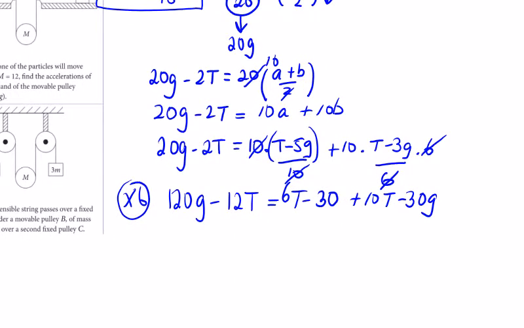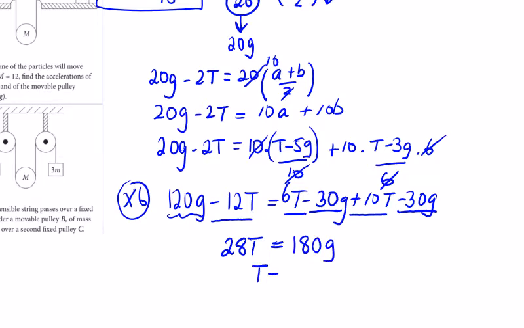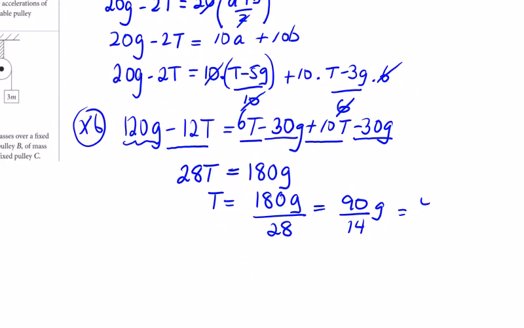So solving for T, I have 10T, I have 6T, I have 16T. I'm going to bring over 12T to get 28T. That's going to be equal to 120g. I should have had a g here, just seen I missed it out. And I've got minus 30g, minus 30g, minus 60g, which I'm bringing across to add it to 120g to get 180g. So the tension is 180g over 28, which is 90 over 14, which is 45g over 7.